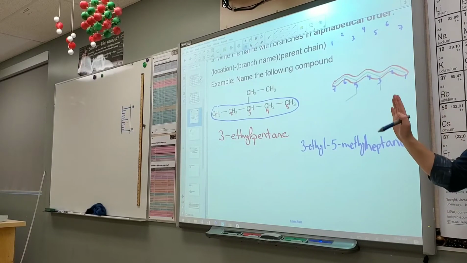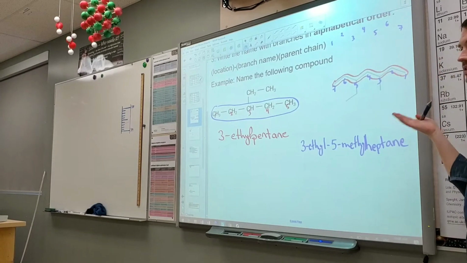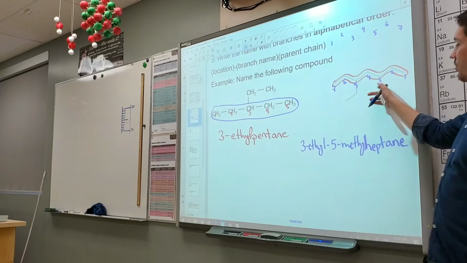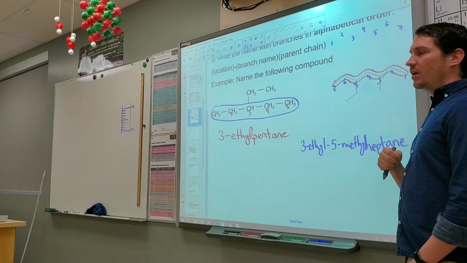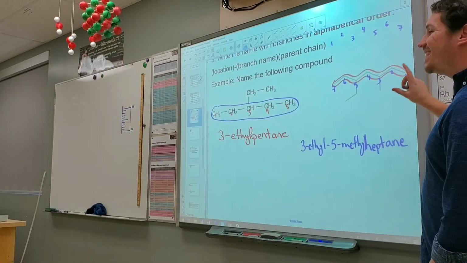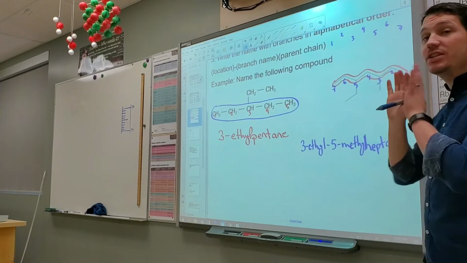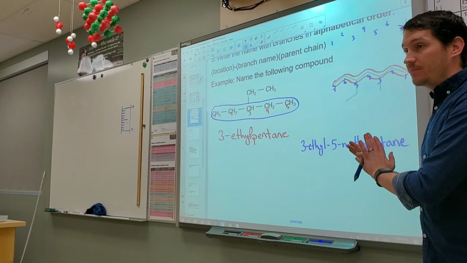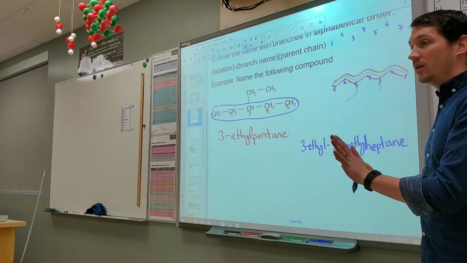That's only because it's a coincidence. It's not always going to be like that. But 3 and 5 makes 8 again. Now, what's the name of this molecule? Have I actually changed the molecule? No, I haven't changed the molecule at all.